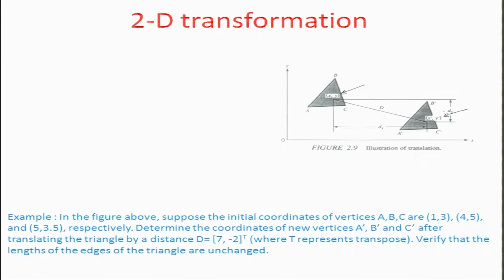and dy. What is important to be seen here is that, after this translation, is the relative distance between a and b or b and c going to change because of such an effort? So, in this particular figure we are mentioning the different coordinates a, b, c as 1, 3, 4, 5 and 5, 3.5, and the distance vector is 7 minus 2 transpose, and we would like to find whether the shape or size of the triangle changes because of this translation effort.